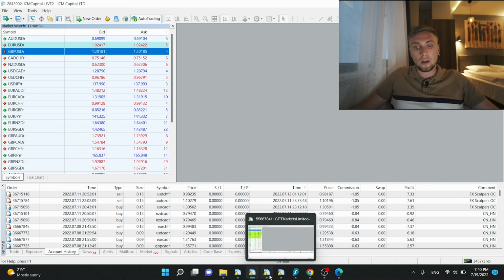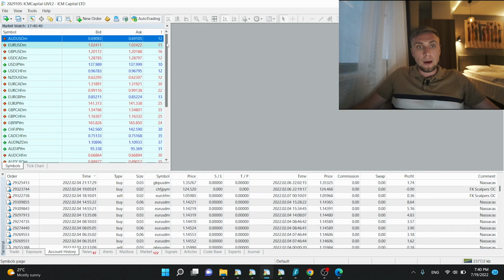Let's go to another option. This is the same ICM Capital, but here the spread is way bigger. You see, there is no swap, there is no commission. But why do I want to show you that account? So if you want to trade, it also depends on the instruments that you want to trade.